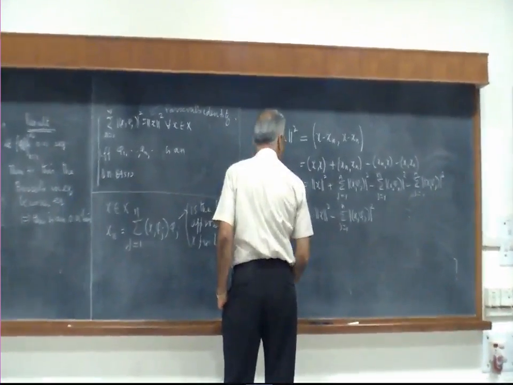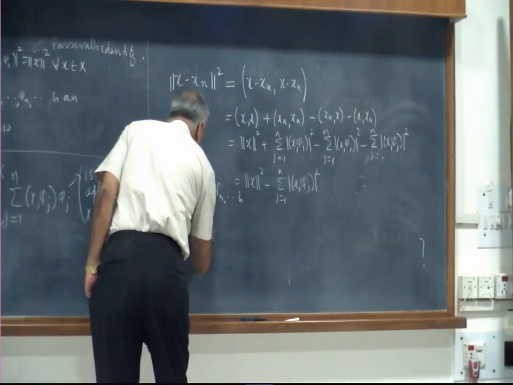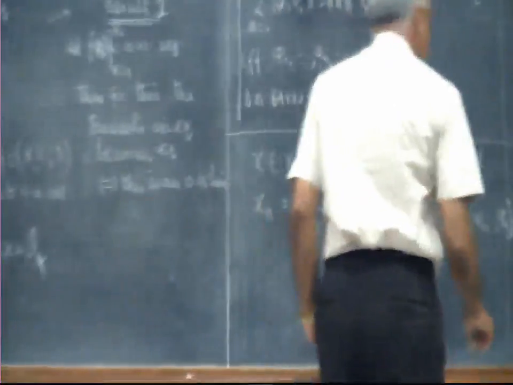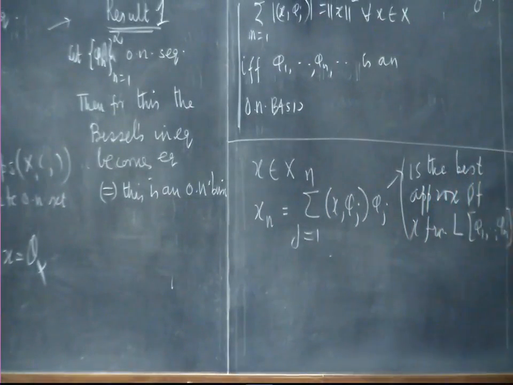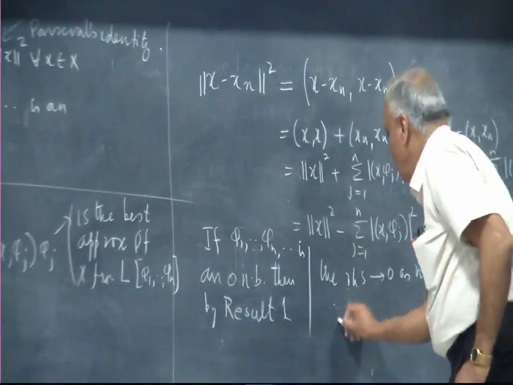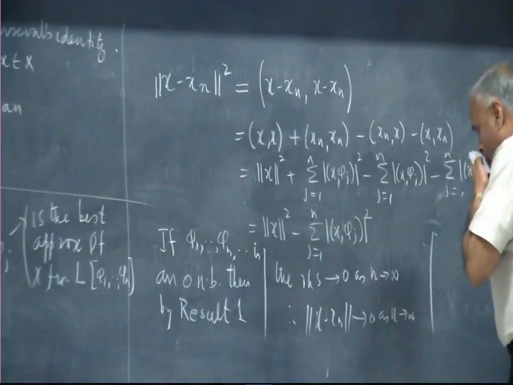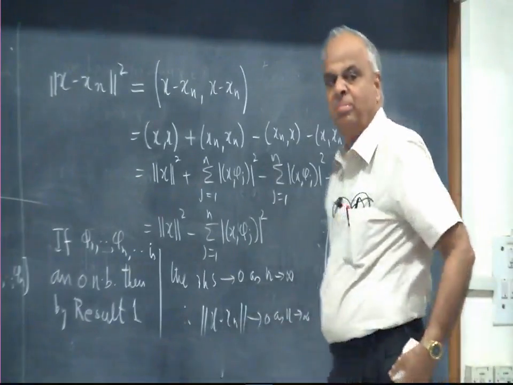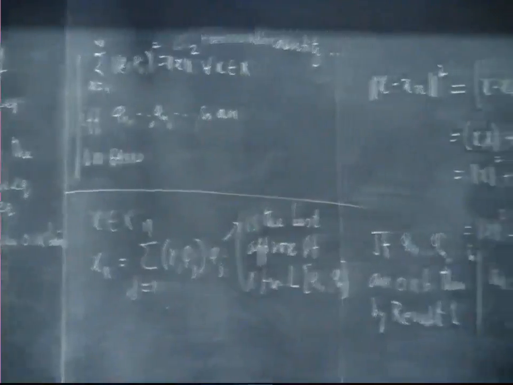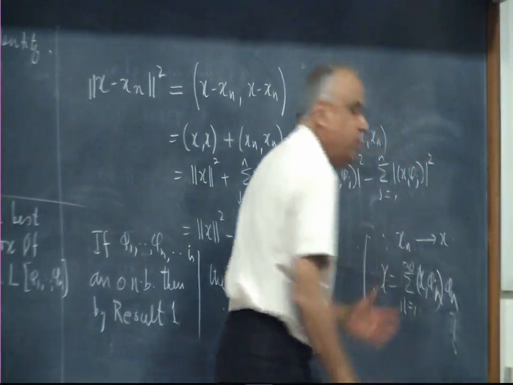So, what does this say? If phi 1, phi 2, phi n etc. is an orthonormal basis, then by result 1, the RHS tends to 0 as n tends to infinity. Therefore, norm x minus xn tends to 0 as n tends to infinity. Therefore, xn converges to x. Hence, the partial sums of the series converge to x, and therefore, x can be written as summation n equal to 1 to infinity of x phi j times phi n.